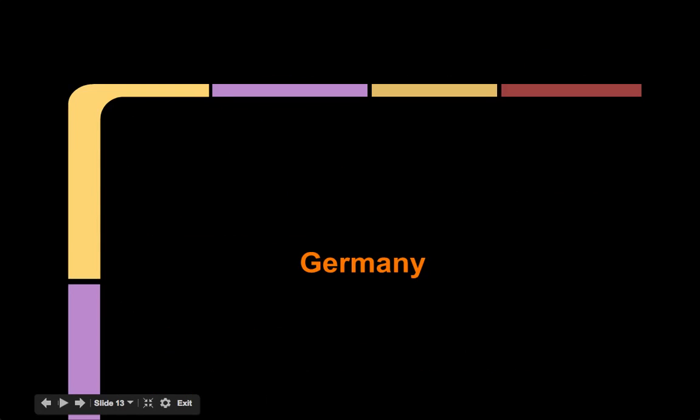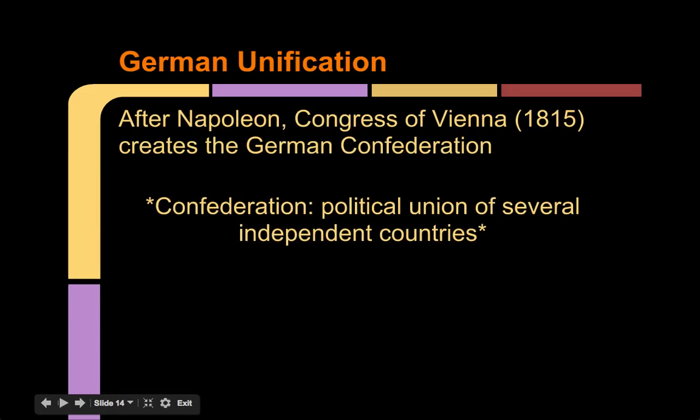Now we're going to talk about Germany. Germany is also going to have German unification, so make sure on your paper you put Germany. We're still talking about nationalism, and you're going to put German unification. After Napoleon, because remember, Napoleon took over a large amount of Europe and created this empire for France, the Congress of Vienna in 1815 is going to create the German Confederation. A confederation is a political union of several independent countries.